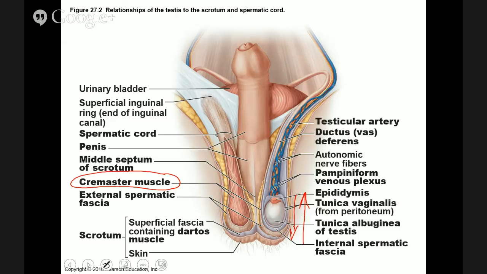You can also see we have some vascular structures here that are going to provide the testes and the associated structures with oxygen and nutrients. So we have a testicular artery, a testicular vein, but we also have the nerve endings as well.